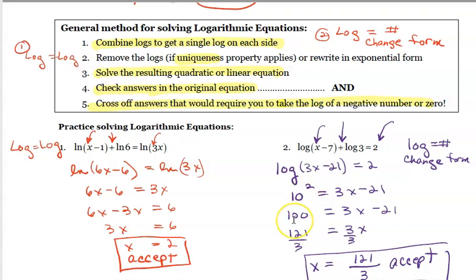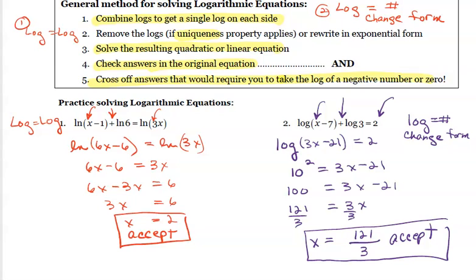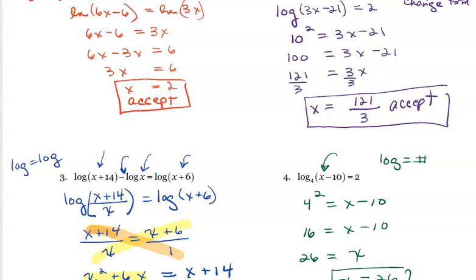So square the 10, you get 100. 100 equals 3x minus 21. Add 21 to both sides. Divide both sides by 3. And you end up getting x equals 121 over 3. Now that is a little bit more than 40, right? Because 4 times 3 is 12. So it's about 40. If I use a 40 here, I'm okay. The argument does not go negative. Therefore, I can accept that value. Okay, let's go on to some more.